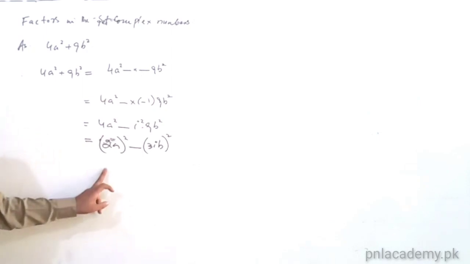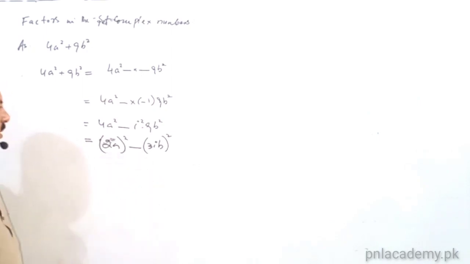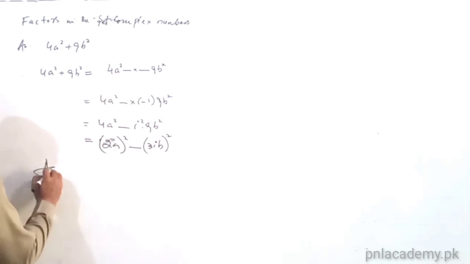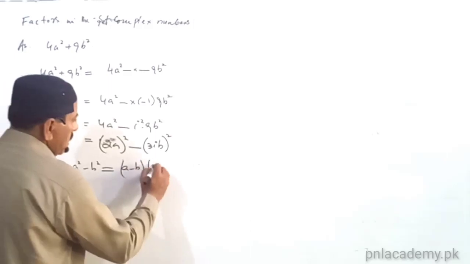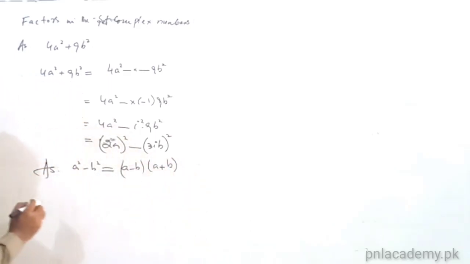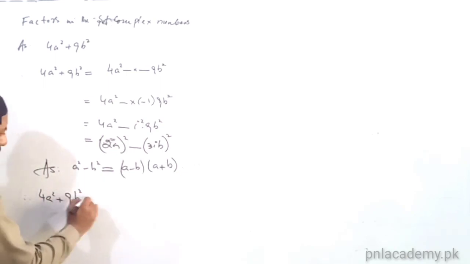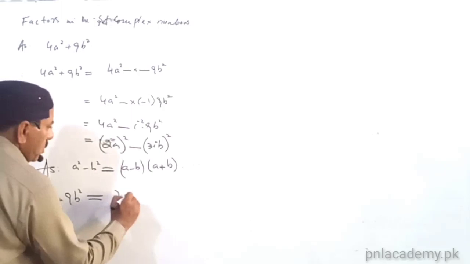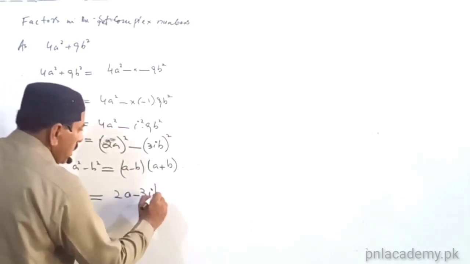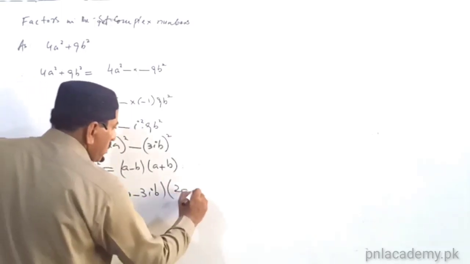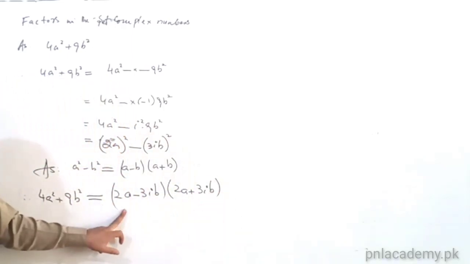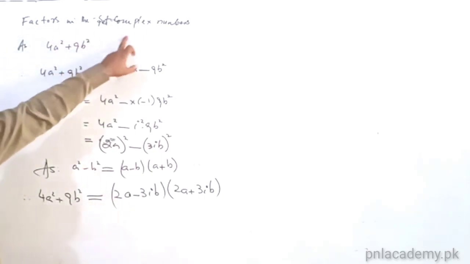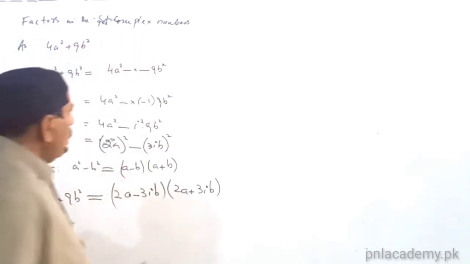Now this plays the role of difference of 2 square as a square minus b square is equal to a minus b and a plus b. In the same condition 4a square plus 9b square is equal to 2a minus 3 iota b and 2a plus 3 iota b. These are the factors in the set of complex numbers. Okay.